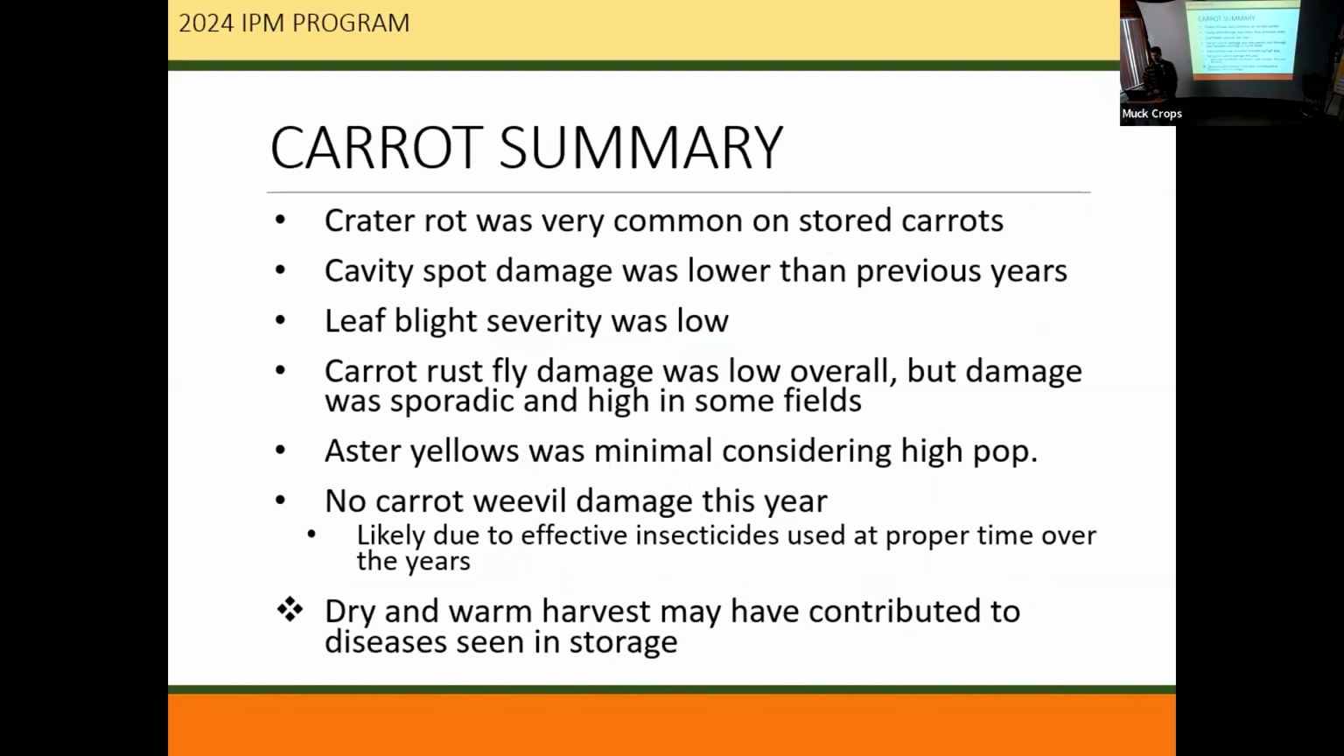So in summary for carrots, crater rot was very common, especially after a little bit of storage time on our carrots. Cavity spot was lower than in previous years. Leaf blight severity was low, along with Sclerotinia white mold. Carrot rust fly damage was low generally throughout the marsh, but it was high in some areas. Aster yellows, again, we were expecting that to be higher, but it ended up being a lower amount of symptoms and damage, which was good. And again, we didn't find any carrot weevil damage this year.